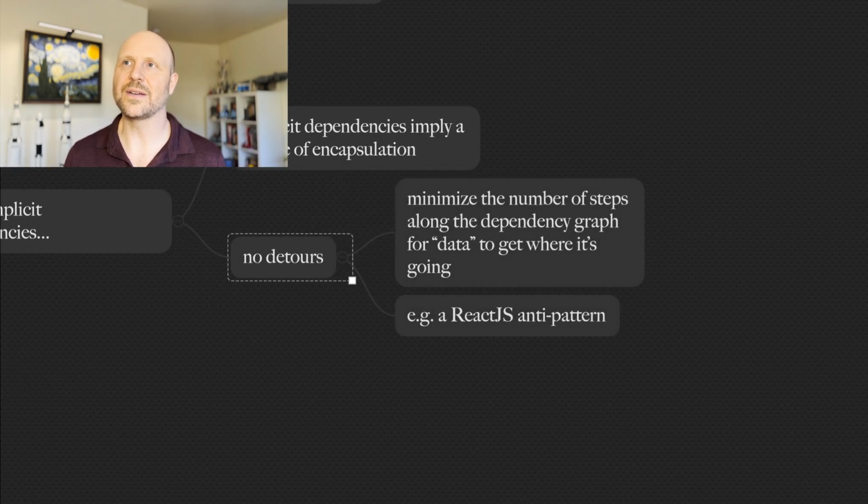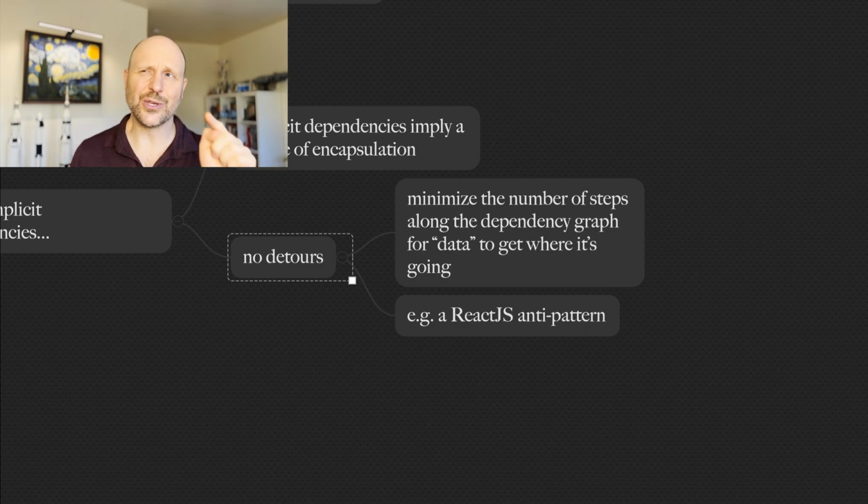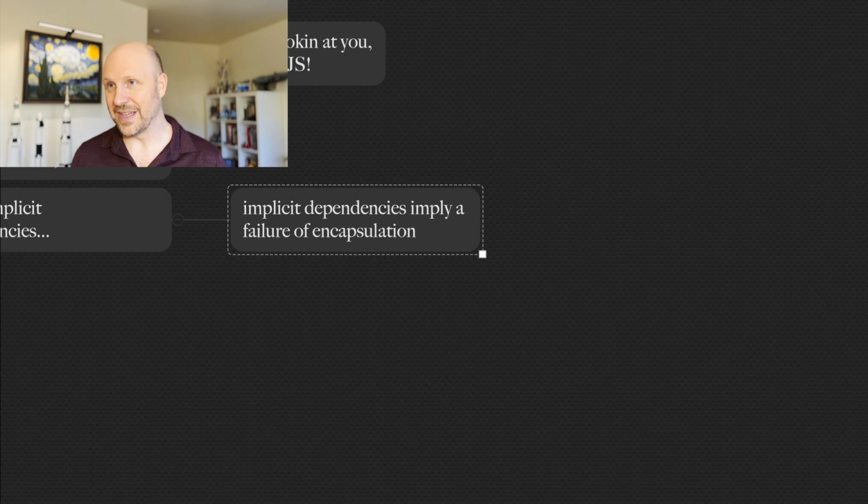Don't have a detour. Minimize the number of steps along the dependency graph for data or functions or classes or whatever you're getting out of another module. Minimize the number of steps for it to get from where it is to where it's going. And I'm looking at you, React.js anti-patterns.